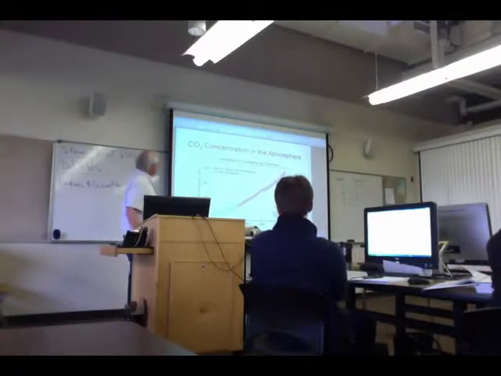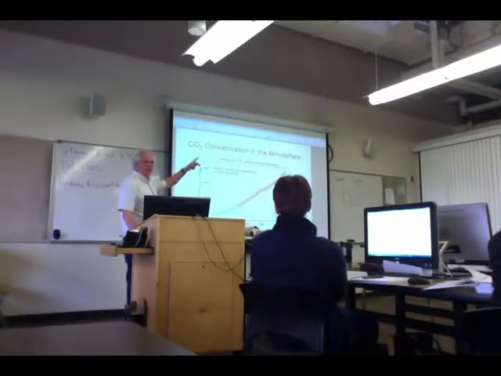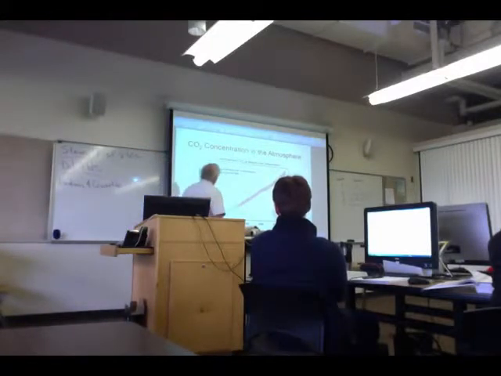This is the concentration of CO2 in the atmosphere, and we talked about the up and down. That's because the biosphere is breathing in and out. It's taking carbon dioxide out of the atmosphere during the spring, and then in the fall, it breathes it out, it decays. But there's a general increase in carbon dioxide due to our burning of fossil fuels.